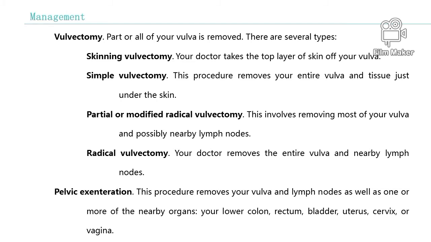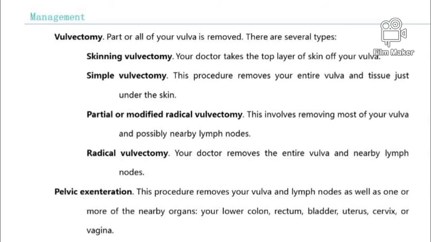We also have vulvectomy, where part of your vulva is removed, and there are 4 types of vulvectomy. The first type is the skinning vulvectomy. Your doctor takes the top layer of skin of your vulva. The second type is the simple vulvectomy. This procedure removes your entire vulva and tissue just under the skin.